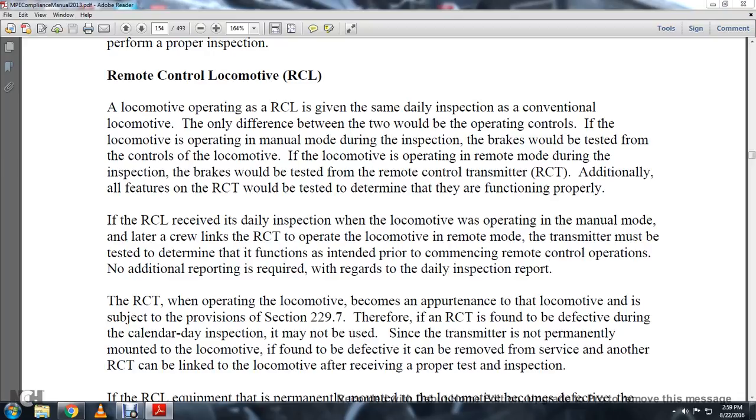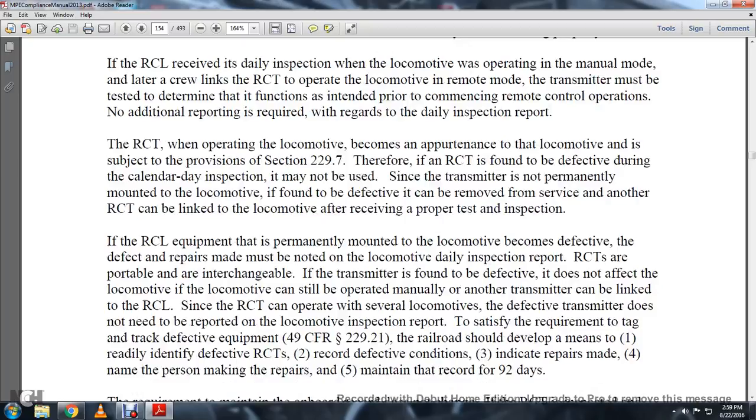If the remote control locomotive received its daily inspection while operating in manual mode, and a crew later links the remote control transmitter to operate the locomotive in remote mode, the transmitter must be tested to determine if it functions as intended. For remote control operation, no additional reporting is required with regard to the daily inspection reports.